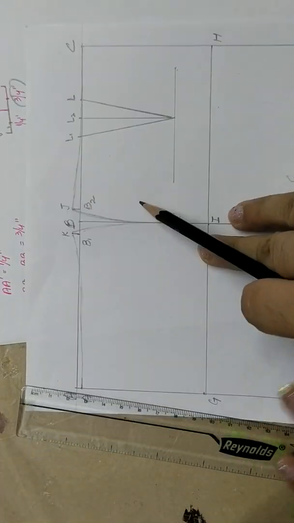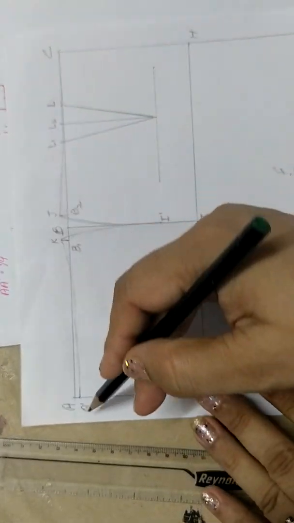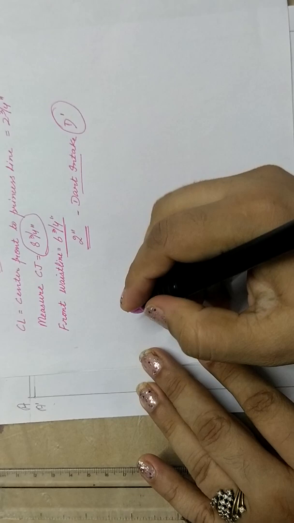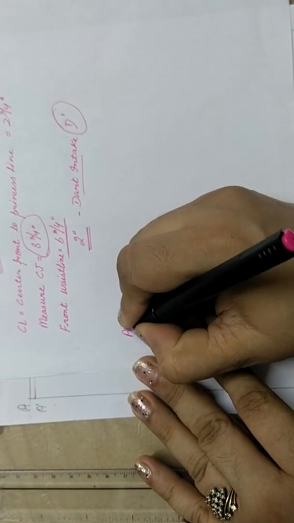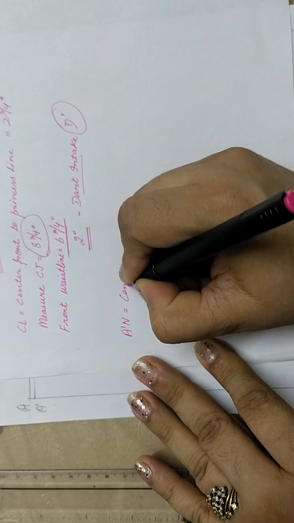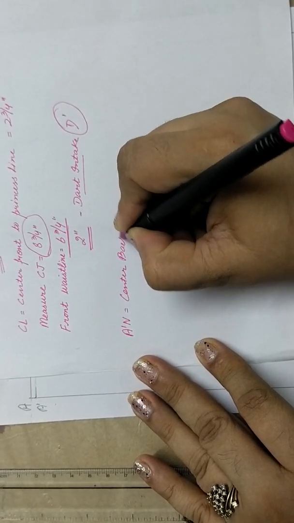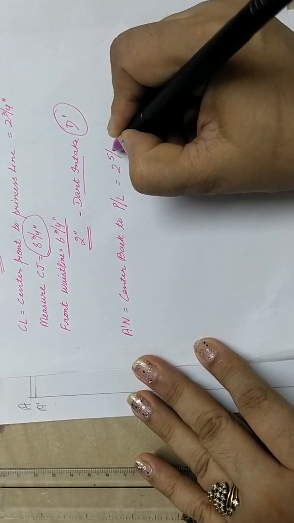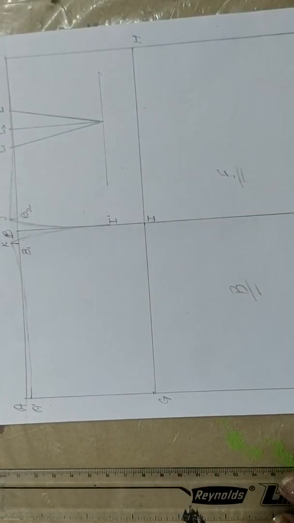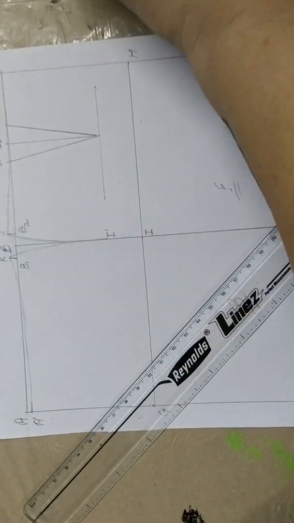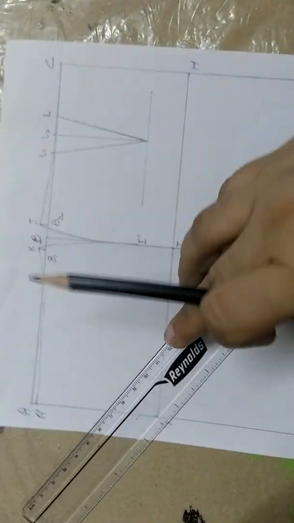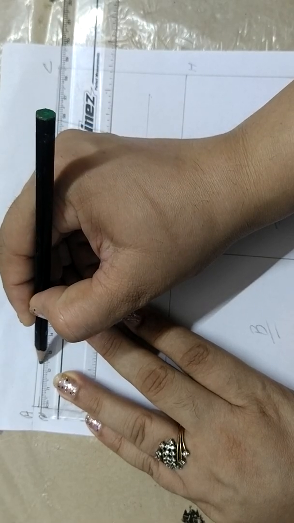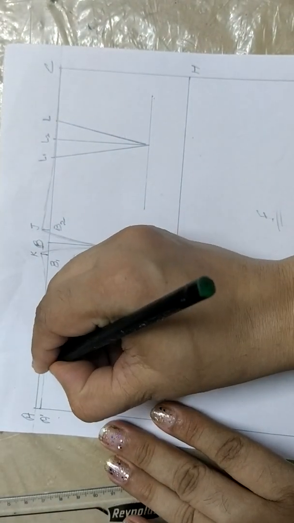ऐसे ही बैक में करना है. So बैक में भी what we have to do is we have to mark A1N and that is back, center back to princess line. So that's A1N, center back to princess line, and the measurement is 2 5 by 8 inches. So I'll mark 2 5 by 8 first, and then we will go further. And this point is N.